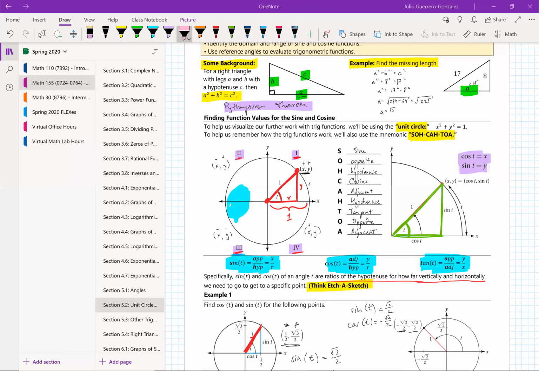Specifically, you need to know that. Am I sharing the screen with you already? No. Okay. Let me go back. What's kind of confusing is the opposite and the hypotenuse, where each one is. That depends on your angle. Okay, so I should be sharing it now, right? Yeah, I see it.